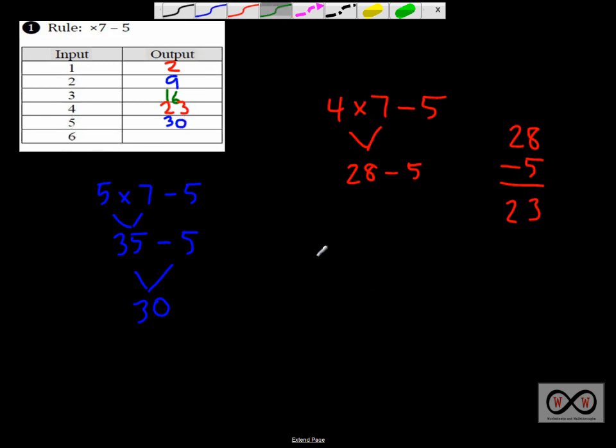We have a 6. 6 times 7 minus 5. 6 times 7, basic fact being 42, minus 5. 42 minus 5. 12 minus 5 is 7. 37 we output there. Input 6, output 37 when given this rule. All right, that's number 1.